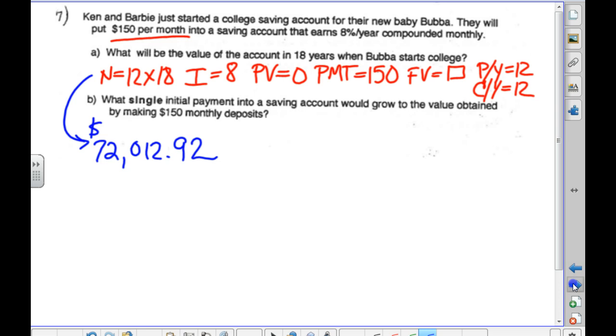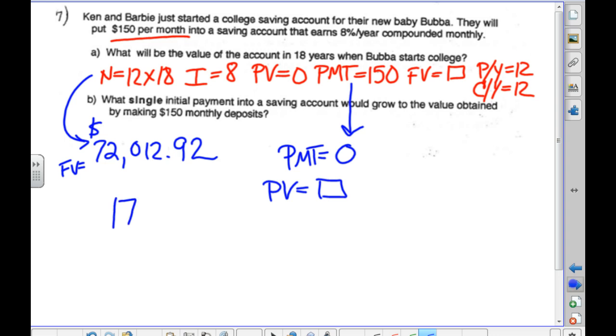What is our payment gonna change to? 0. All we're gonna do is change this to 0. And what do we wanna find now? We wanna leave this in our future value, but we wanna find the present value. Very good. Put your cursor on present value and see what you get. 17,143. This is what we'd have to put in there today and leave it alone and never touch it for 18 years for it to grow to be worth this.